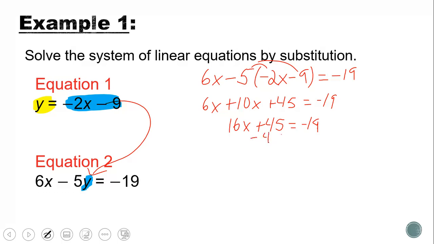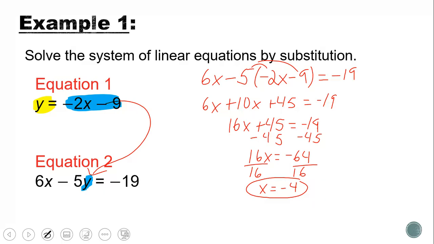Let's subtract the 45 from both sides. We're going to get 16x. Then if we do negative 19 minus 45, we're going to get negative 64. Divide by 16. And I'm going to get x is equal to negative 4. This is not my entire solution. Keep in mind, when we're talking about a system of equations, our solution is a point. It's the point of intersection.